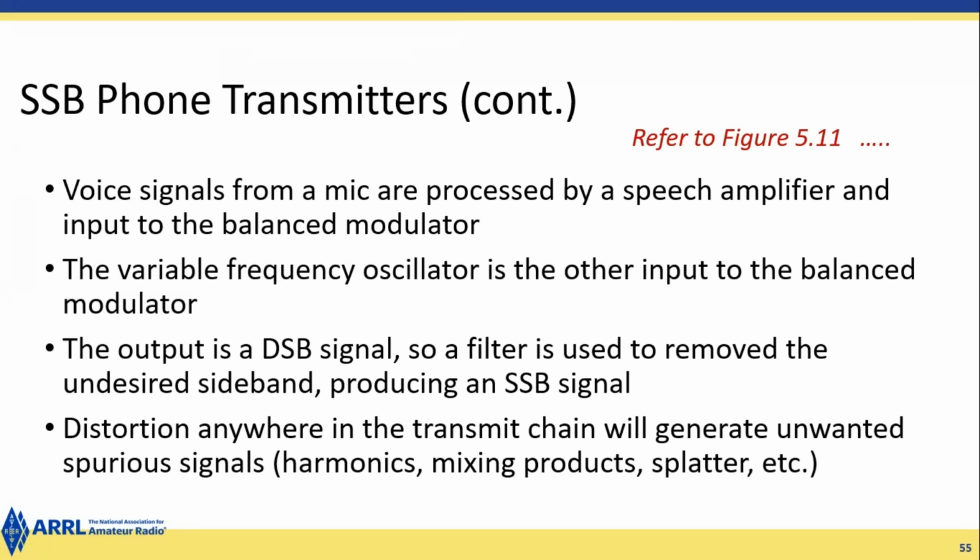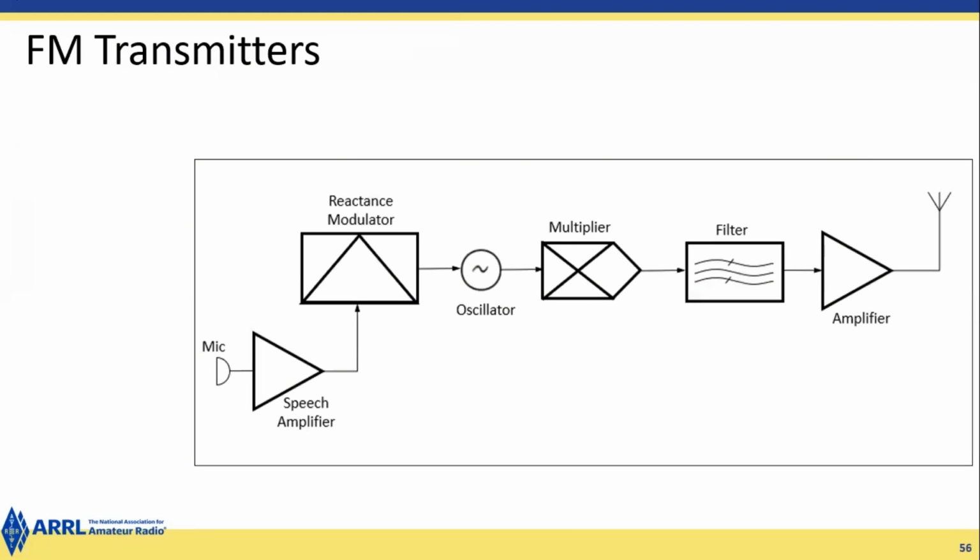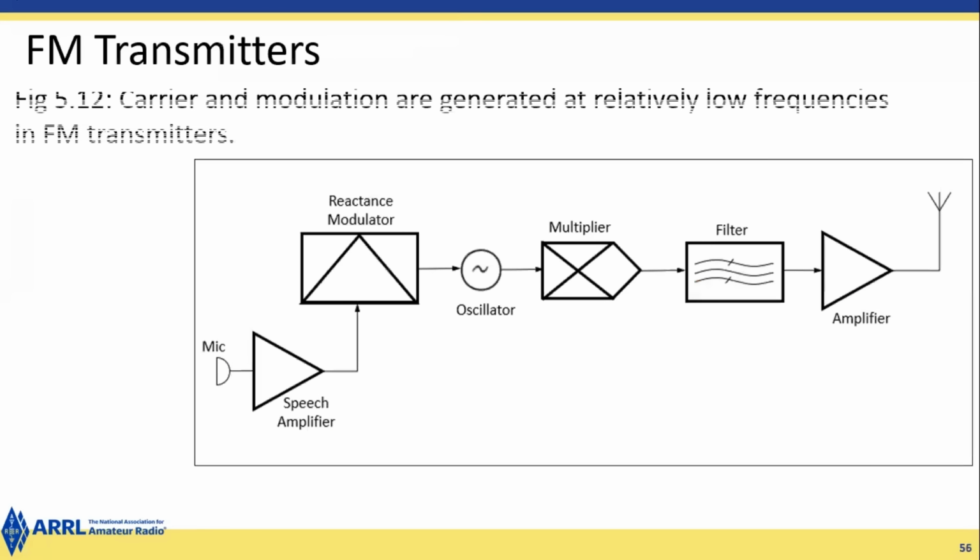Distortion anywhere in the transmit chain will generate unwanted spurious signals called harmonics, mixing products, or splatter. An FM transmitter looks like this picture here. I've got a microphone, a speech amplifier, reactance modulator, an oscillator, multiplier, filter, and amplifier.